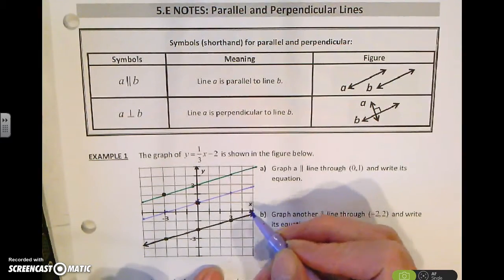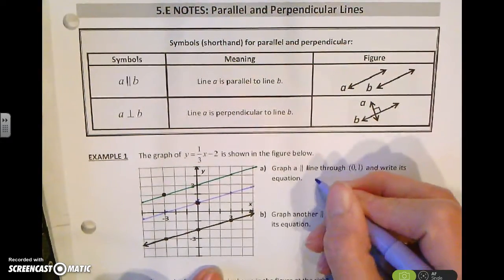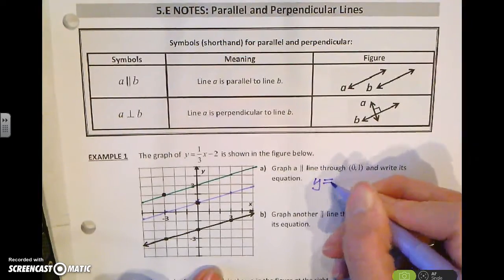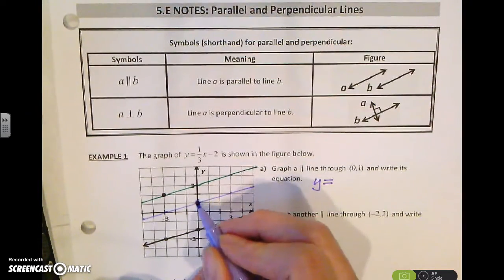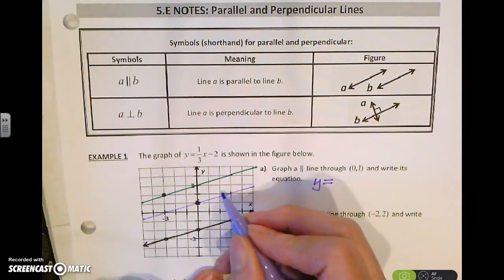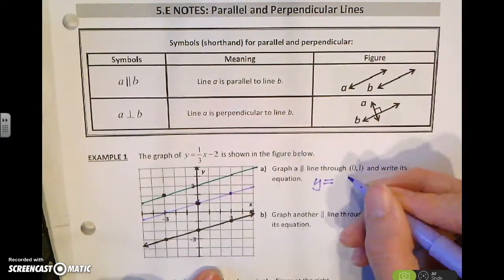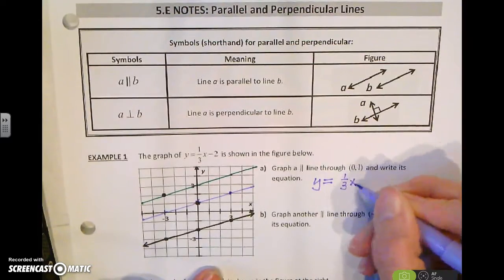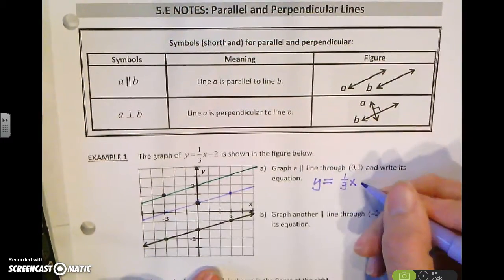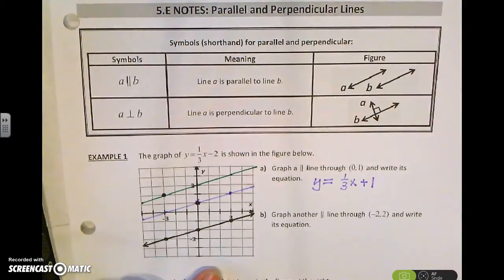So when we write an equation for it, we need to do y equals mx plus b. So we need the slope. For the slope, we go up 1 and over 1, 2, 3 to that point. So our slope is 1/3 times x, and then the y-intercept is positive 1, so plus 1.